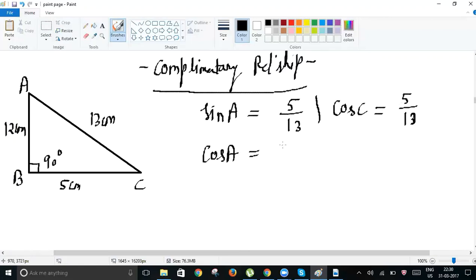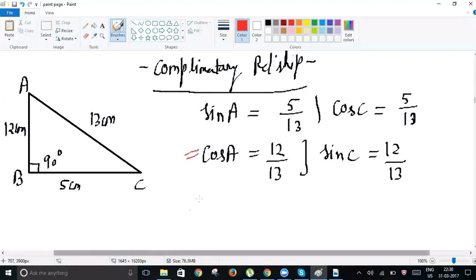Same thing you can find out with cos A. Cos A is 12 by 13 and sine C is 12 by 13. I can take any of these examples. I'm taking this example first. You can notice the value of cos A is equal to sine C. Clear or not? In this triangle, you see angle B is 90 degrees.